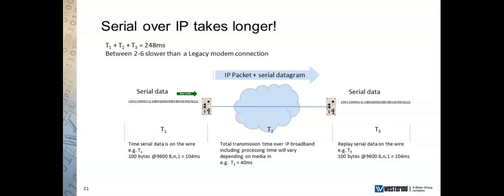And then if we look at the other end, we've got a timing value of T3, which is where we're actually going to replay the serial data which has been received from the IP packet, and then start streaming that out towards the receiving system on the other side. So if we add all those up together, we get a delay of 248 milliseconds, which is actually 2 to 6 times slower than the legacy modem connection, depending on what kind of protocols those old analog modems are using.